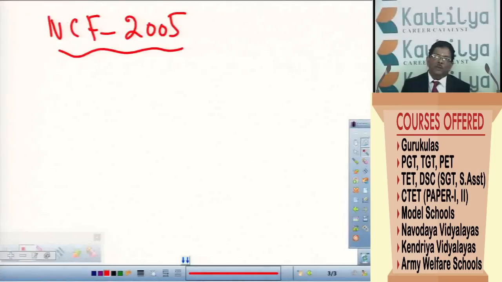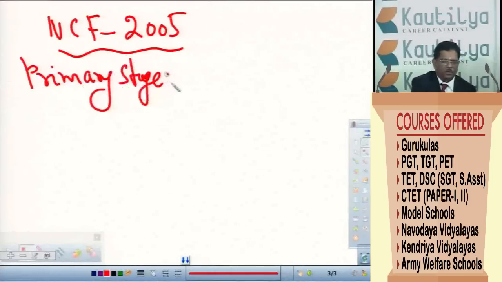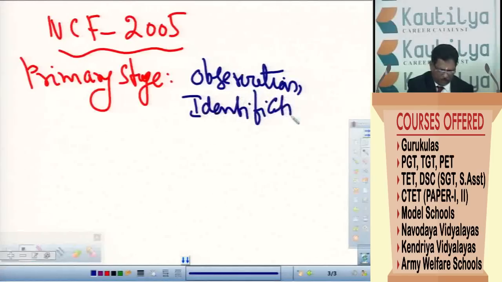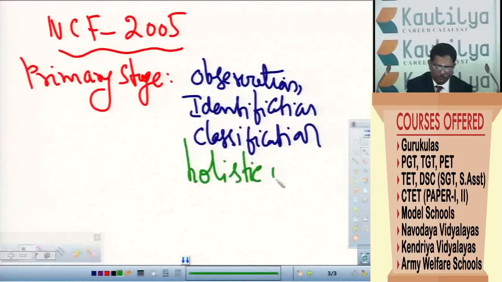So as per this National Curriculum Framework of 2005, whenever we consider the school curriculum, first of all, what are the objectives for teaching social studies at primary stage? The main objectives to teach social sciences at primary stage is to promote the observation skills and identification skills and classification of different objects, and we can promote holistic understanding about the environment.